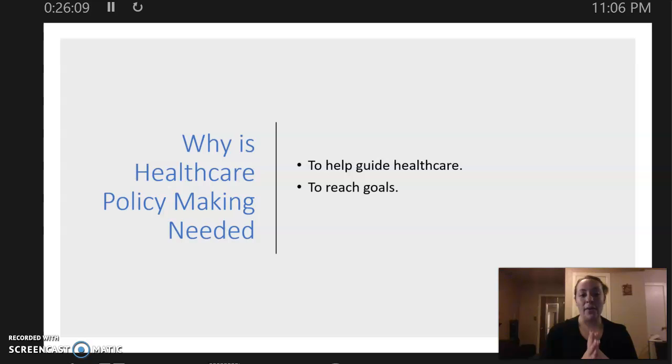So why is healthcare policy making needed? Healthcare policy making is needed to help guide healthcare and reach desired goals. I would summarize the main goal is to increase America's life expectancy and provide a higher quality of life.